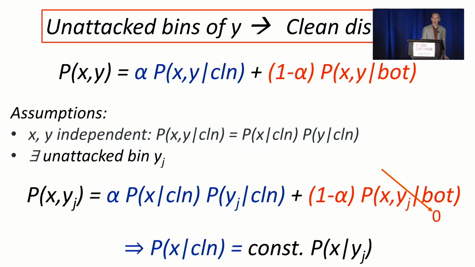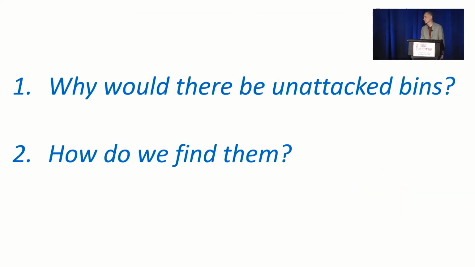If Oregon were unattacked and I evaluated this equation for Oregon, well, this bot term here simply drops out, and it tells me that observed is simply equal to the clean. So I get the clean distribution from the observed distribution if I'm staring at a bucket that is unattacked. Okay, that's nice. That feels like the beginnings of progress.